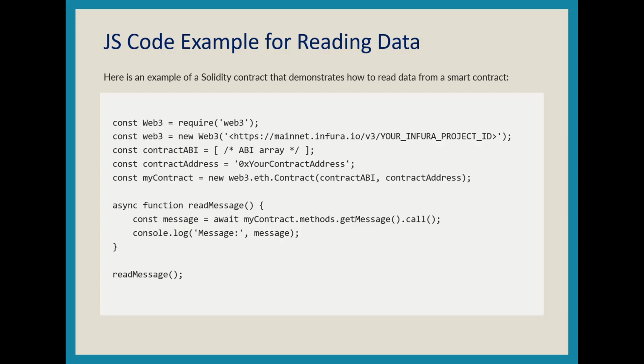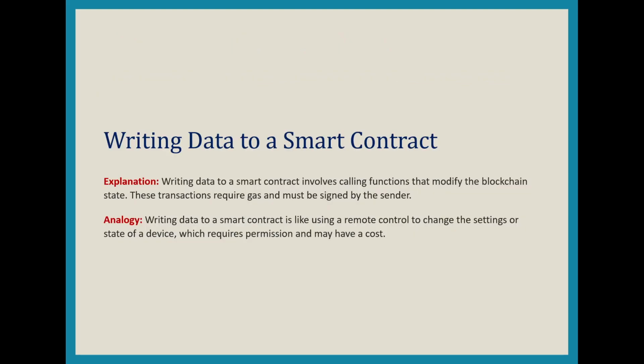So be careful, go through this carefully. It calls the getMessage method of the contract and waits for the result. The call method is used only for read-only operations. Then you're logging it, right? console.log message prints the retrieved message into the console, and you're calling the function with readMessage, right? So this is it essentially. Let's go to the next one.